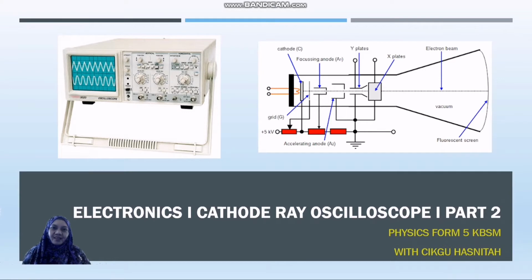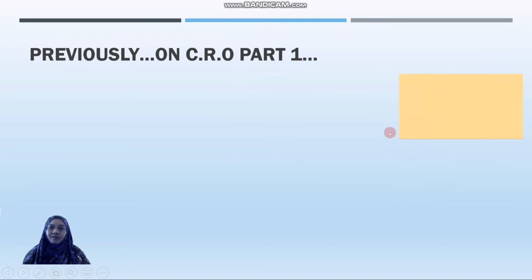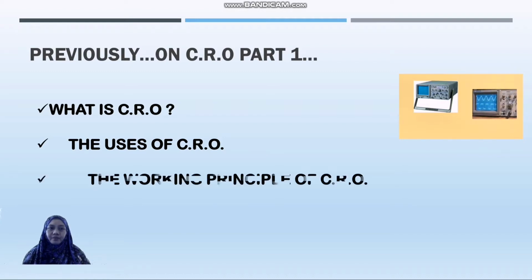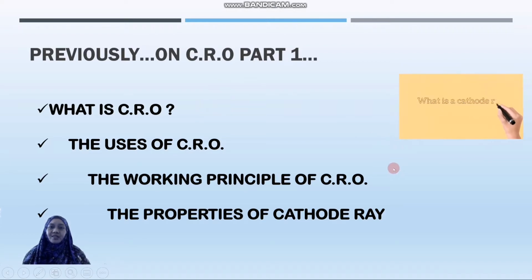Hello again. This is Physics Form 5 KBSM, Electronics: Cathode Ray Oscilloscope Part 2 with me, Cikgu Hasnita. If you followed my first lesson on the cathode ray oscilloscope, this is the knowledge you should already have: what is a cathode ray oscilloscope, the uses of the cathode ray oscilloscope, the working principle of the cathode ray oscilloscope, and also the properties of the cathode ray. But if you missed that lesson, don't worry, you can follow my video by clicking on the link below or just search on YouTube for my channel, Cikgu Hasnita.